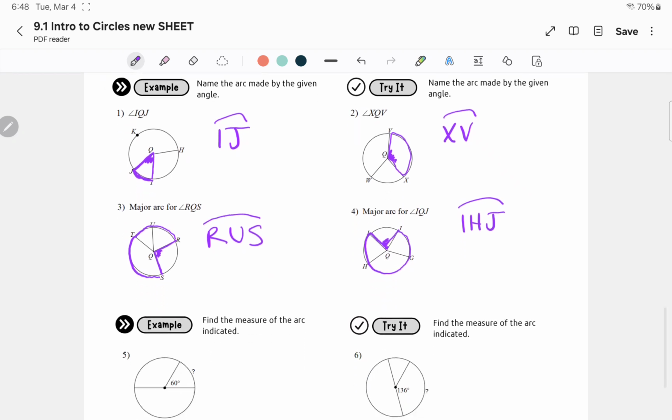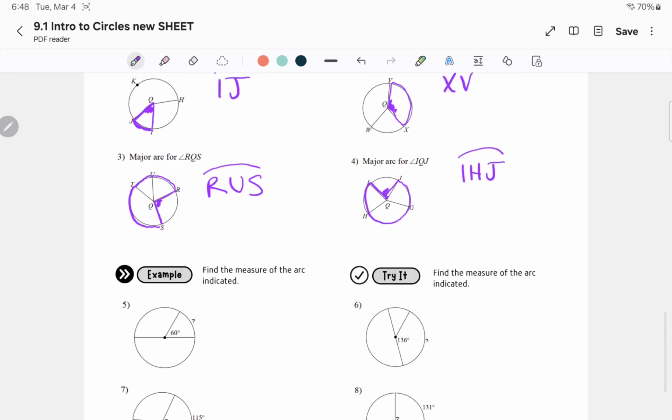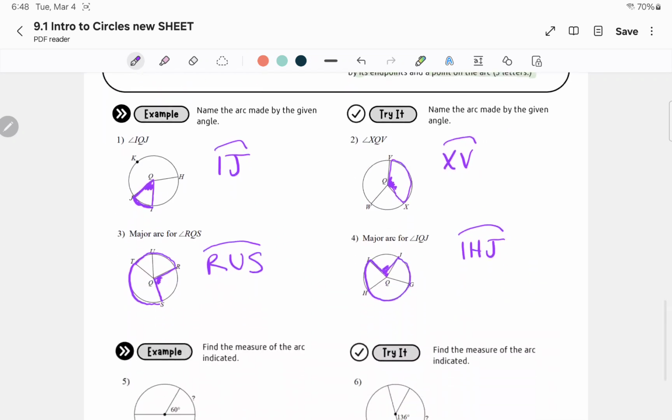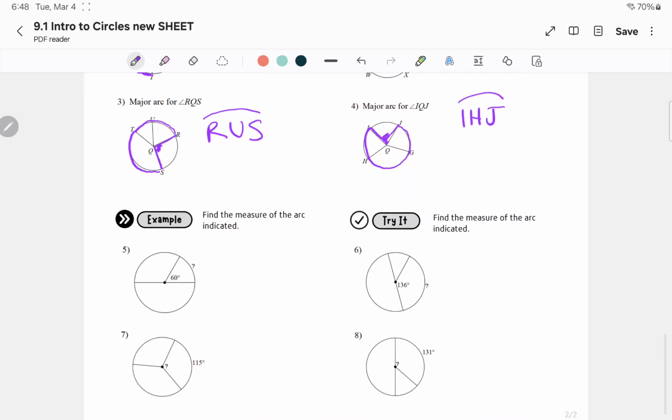All right, so our last part is, and this is actually back to what we highlighted up here, that the minor arc is equal to the central angle. So this part is really, really simple. It's just equal. So if my central angle is 60, what is the arc measure? It's 60. If this arc is 115, what's the central angle? 115. They are equal to the same. So go ahead and pause the video, try 6 and 8. All right, and hopefully you got 136 and 131.